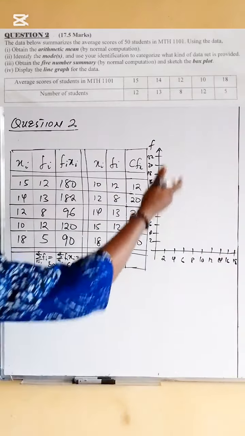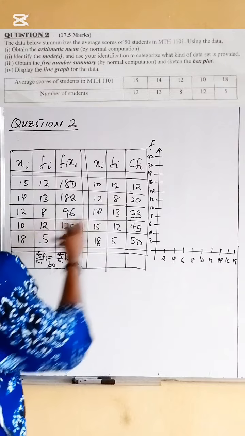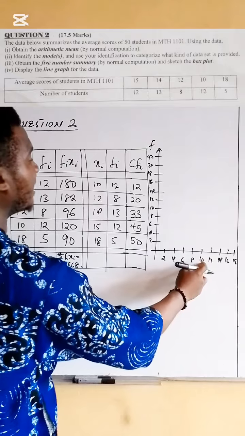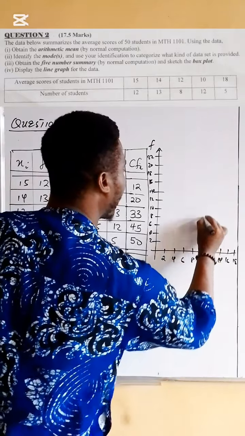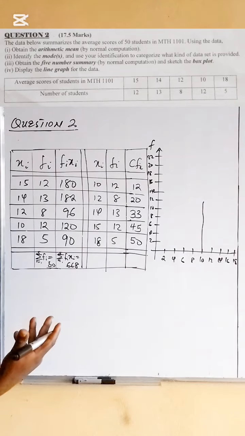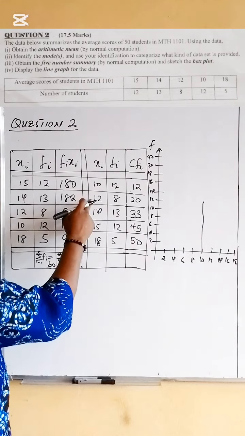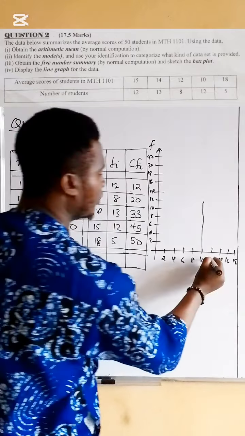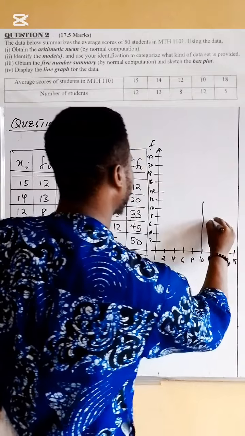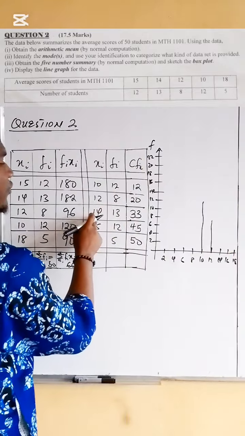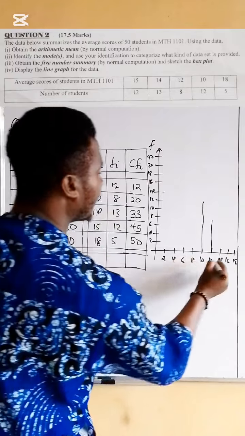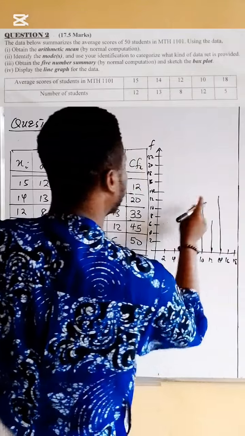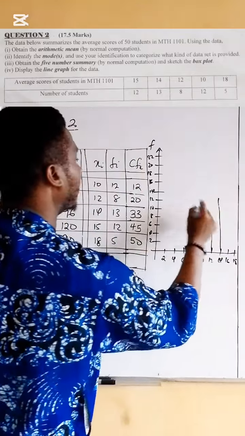Now, please take note, for the plot itself, when xi is 10, your fi is 12. So I'm going to drag this to where I have 12 with a straight line. And remember, it's a line graph. When xi is 12, fi is 8. I'm going to locate 12 and drag this up to 8. For the case of when xi is 14, fi is 13. I'm going to drag it to 13, which is the middle of 12 and 14.